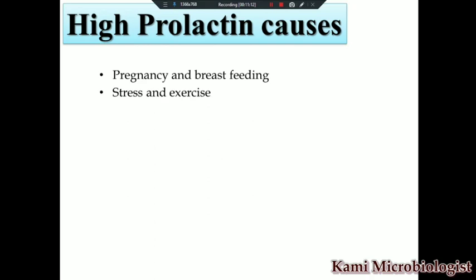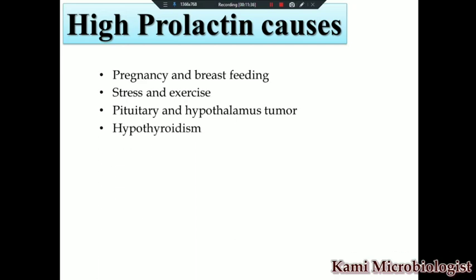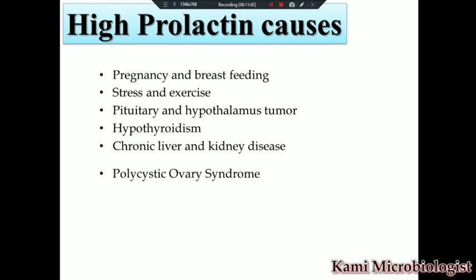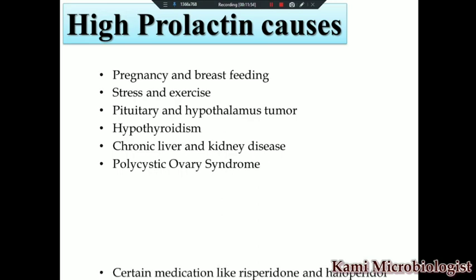We have stress and exercise. When the breast is pressed, or when there is stress or any other exercise, in this way the prolactin level is also increased in the body. Pituitary and hypothalamus tumor, hypothyroidism, chronic liver and chronic kidney disease, polycystic ovary syndrome. It is the condition in which the ovaries are not working, or do not produce ova, and the menstrual cycle is not performed. This is called polycystic ovary syndrome.